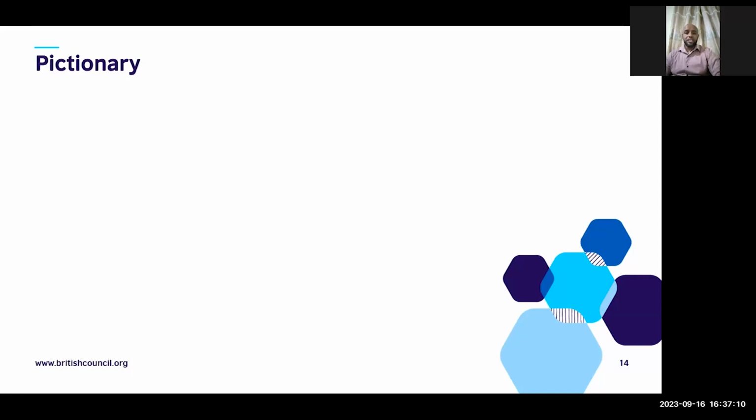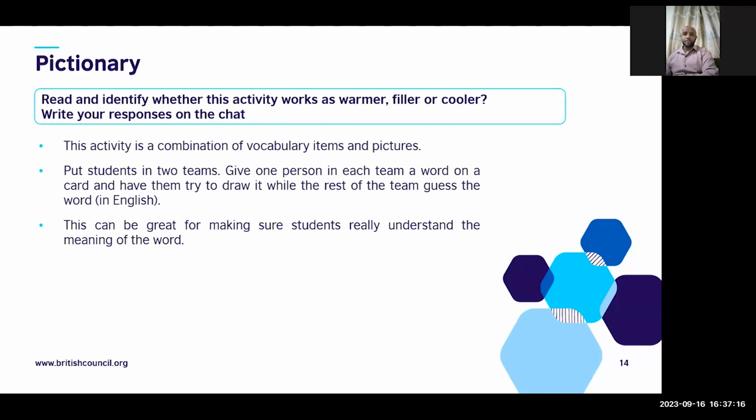So now let's see the description of this activity. Okay, now the same here. What you're going to do is read the description and tell us for which type of activities this could fit, either cooler, filler, or warmer. Or you can read it yourself.